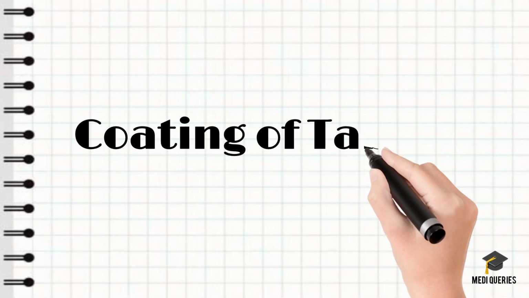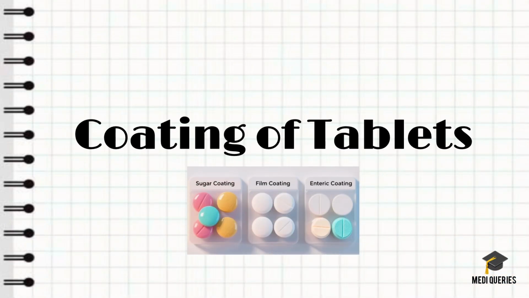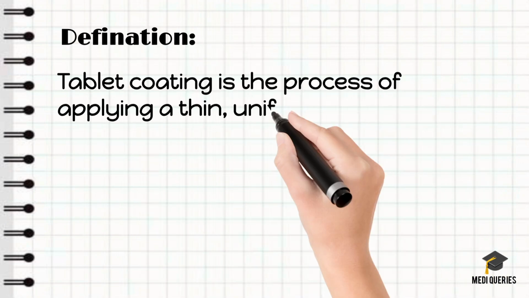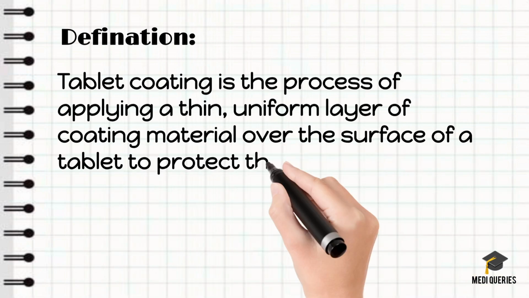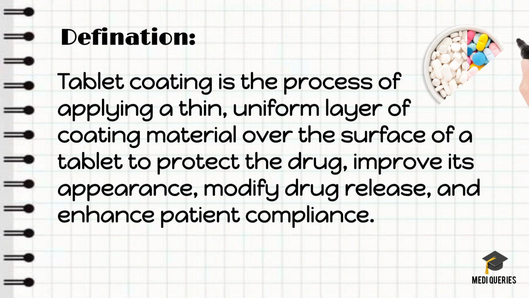Today in this video we are going to learn about the coating of the tablet. So what does tablet coating mean? It is simply a process of applying coating materials in a fine, thin layer over the tablet, which is known as tablet coating. By using specialized equipment and formulation techniques we achieve this.